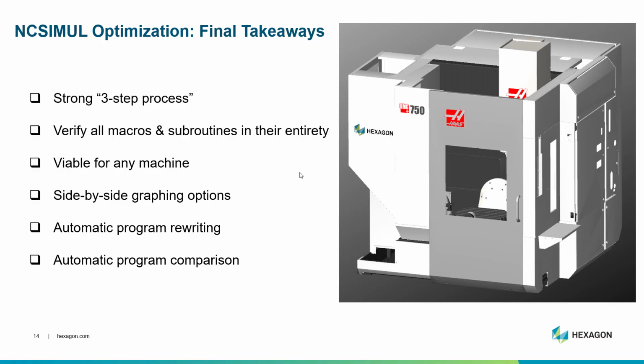And just a final couple takeaways that we're going to see in the next step. A strong 3-step process we talked about. We won't see that today, but that was the G-code parsing, the simulation, and the verification, which includes verifying all subroutines and macros in their entirety. So anytime something is called in the background, it's going to be automatically incorporated from the archive file that you'll download from your real machine. And that way you can verify that everything is behaving exactly the same way that your real machine is behaving.